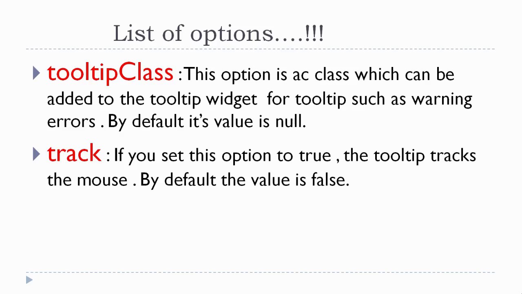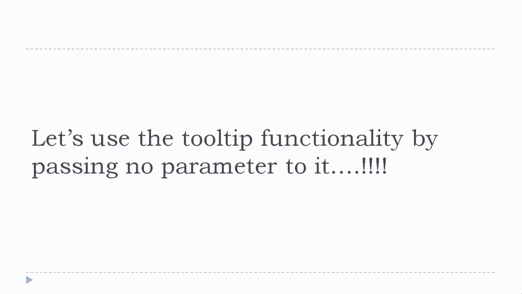Tooltip class. This option is a CSS class which can be added to the tooltip widget for tooltips such as warnings and errors. By default its value is null. Track. If you set this option to true, the tooltip tracks the mouse. By default the value is false. Track is basically about mouse movement. Whenever the mouse is moved, it is tracked every time. So this is all about the options part of the tooltip method.